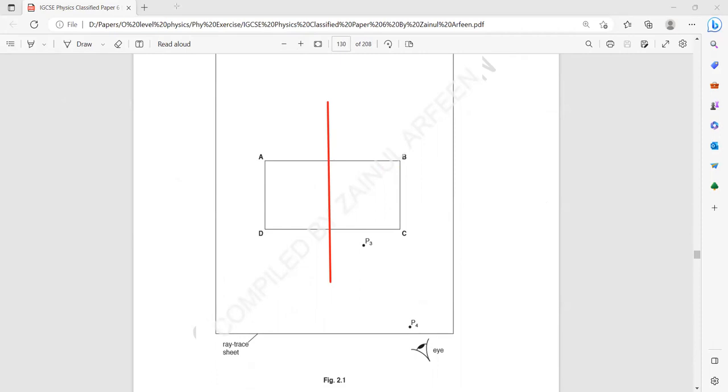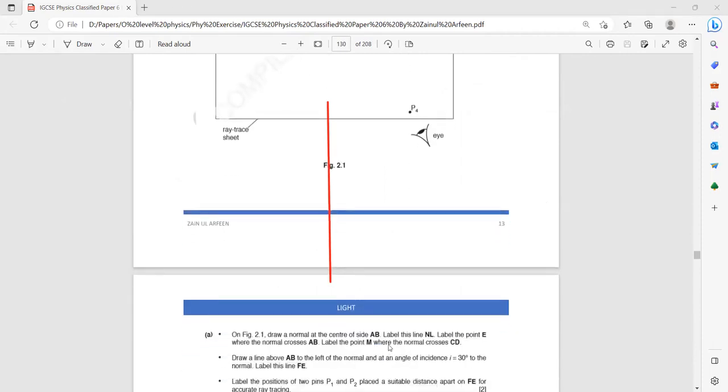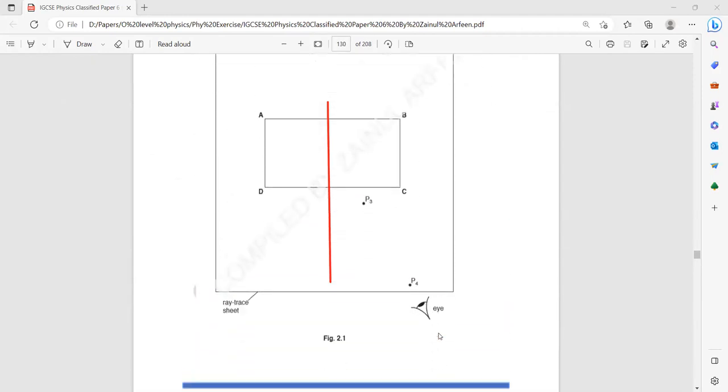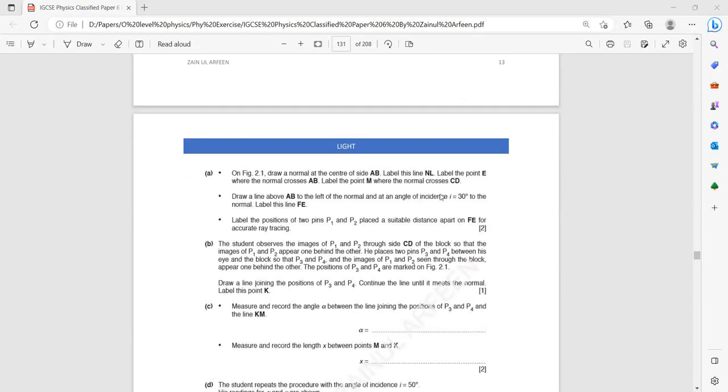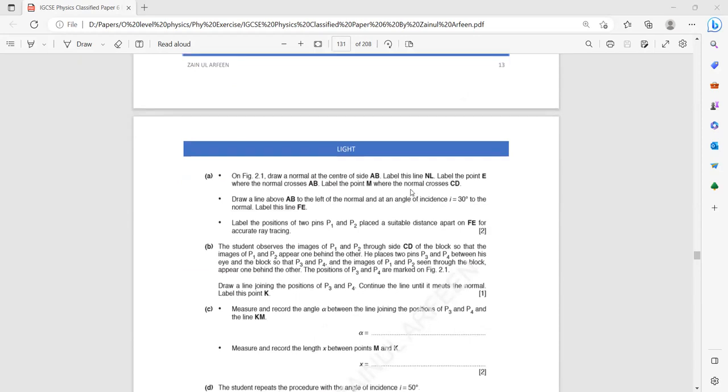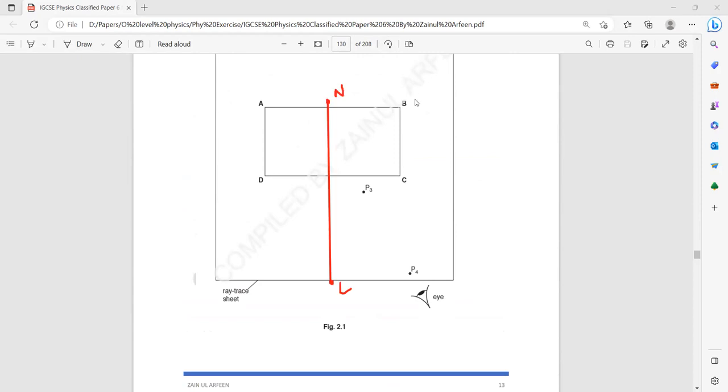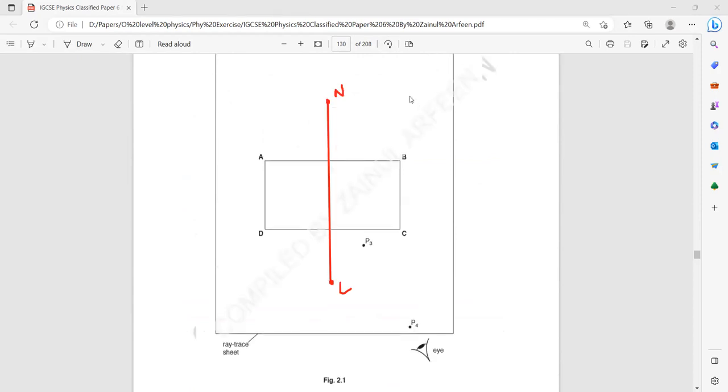The name of the normal, as I mentioned, is NL. So we label the normal as N and L. One point of the normal is N and the other point is L. The point where the normal crosses A and B we label as E, and where it crosses C and D we call M.